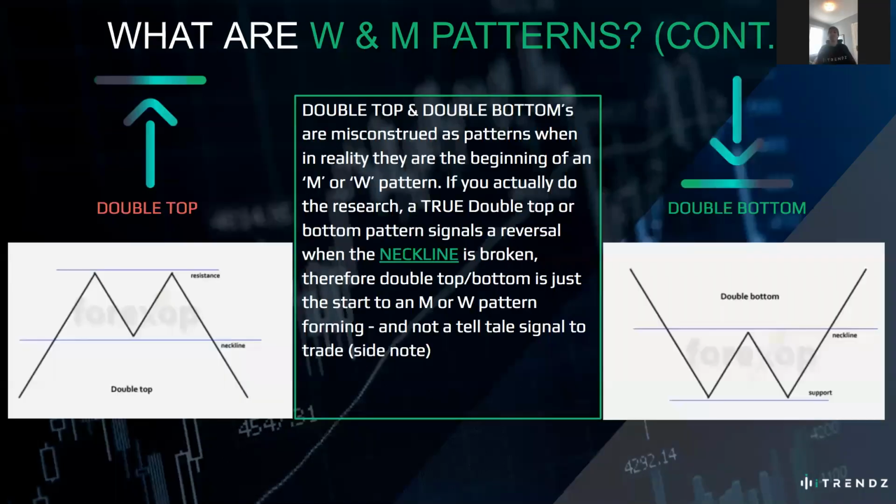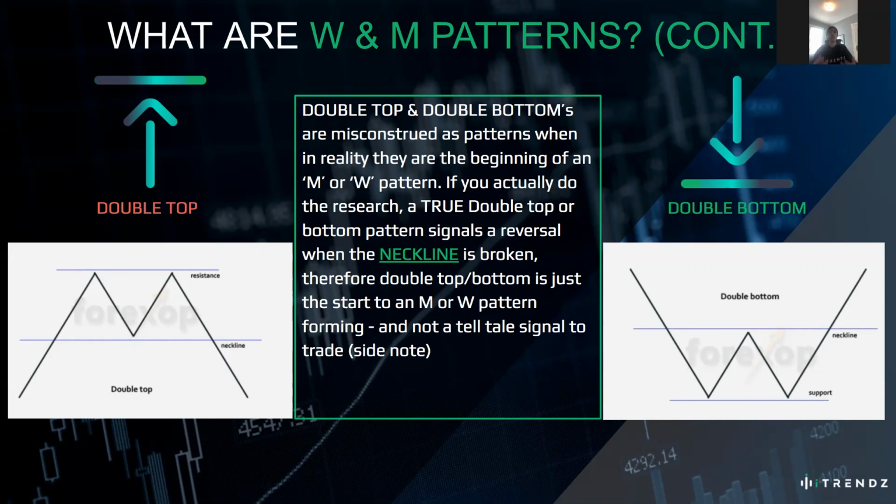So what are W and M patterns? We talked about them being reversals. They are double tops and double bottoms, but there's one really big thing that is misconstrued. People think that a double top or a double bottom is a pattern that you play, but in reality, it's not a pattern that you play until it breaks the neckline, as we can see here on the left side. Once it breaks the neckline to then break down, that would just be an M pattern or a W pattern. So it's not a double top that you're playing, you're actually playing an M pattern or a W pattern, and you're just misconstruing the difference between the two.